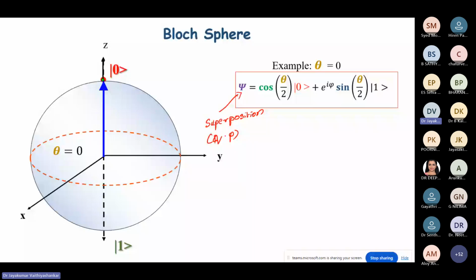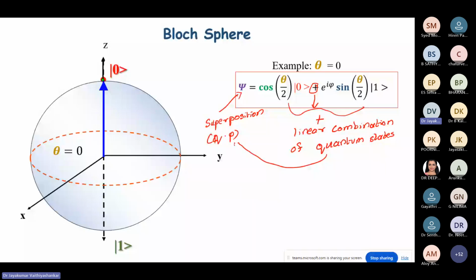What is the meaning of superposition? It is the linear combination of state 0 and state 1. Look here, we are doing addition, which is nothing but a linear combination of quantum states related to your quantum particle. Your quantum particle can exist in multiple quantum states, so if you want to define it, you need to add all its quantum states.